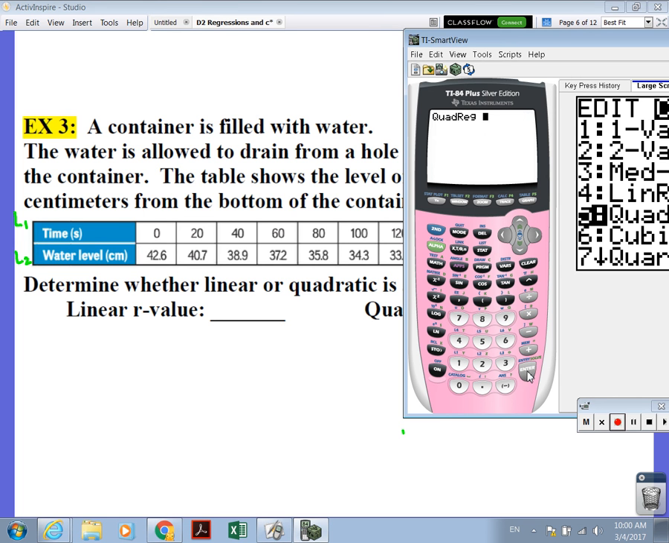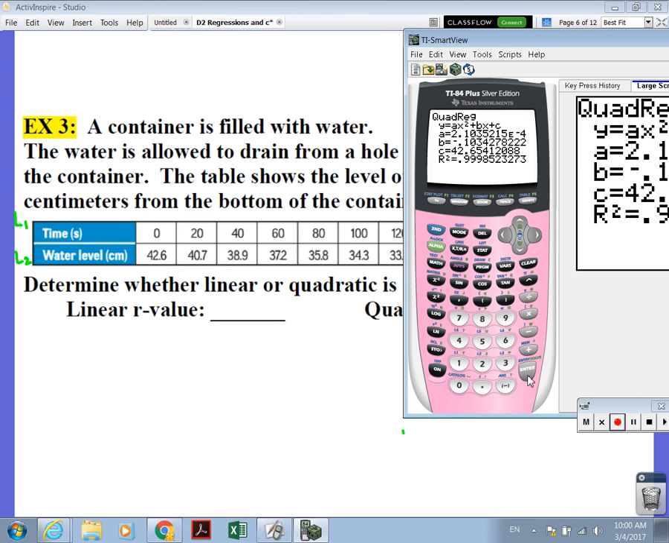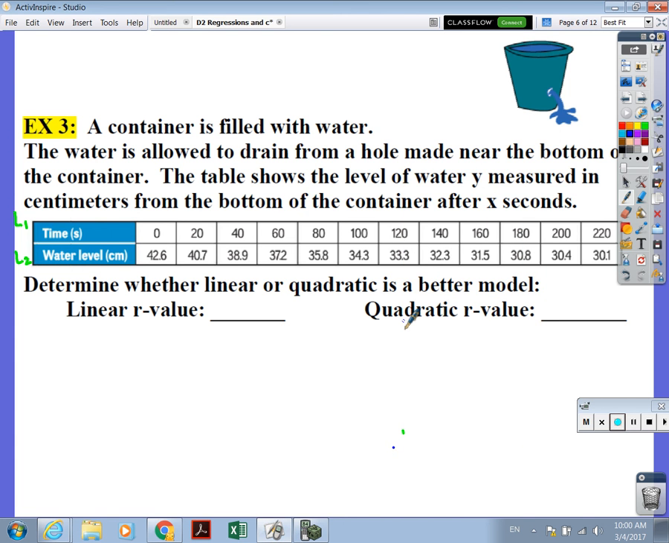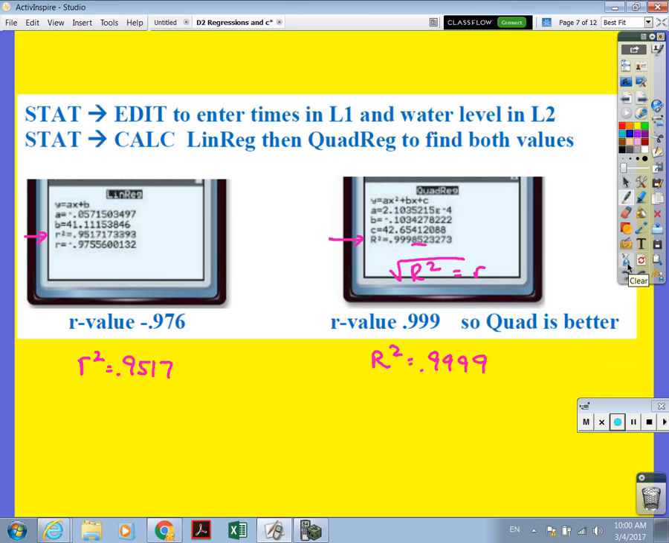Quadreg is the shorthand for it. And it's going to come up with this for an equation. And I'm going to have to make a judgment. So I'm trying today just linear and quadratic. These are the two screens that I got.